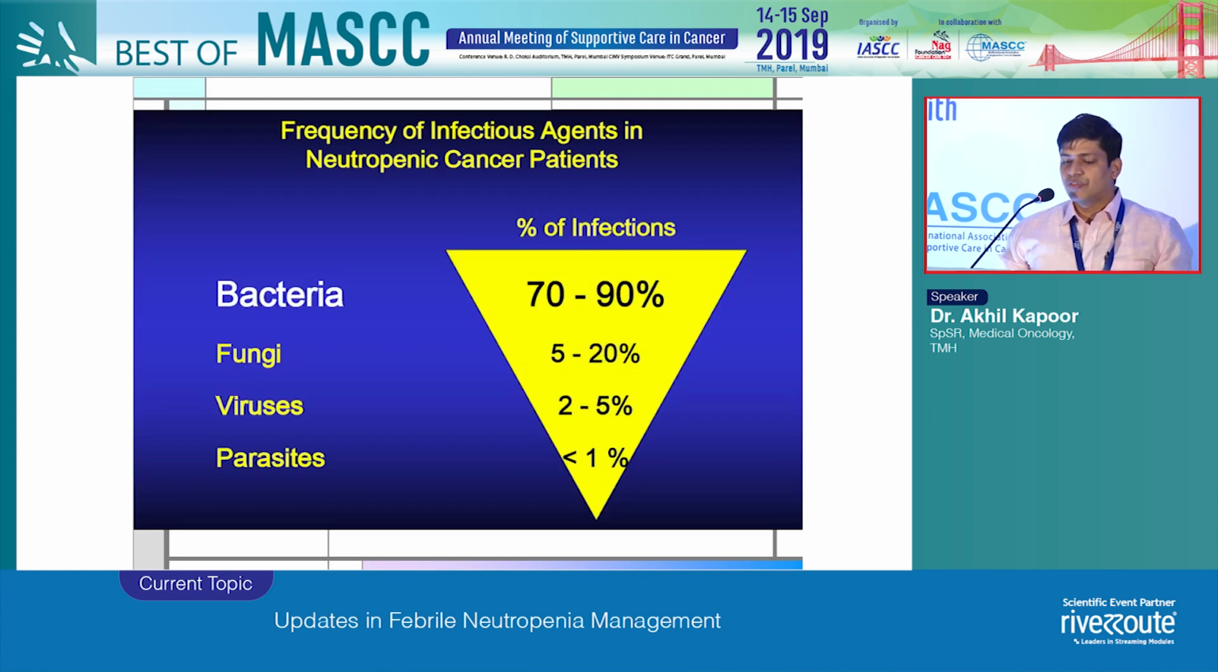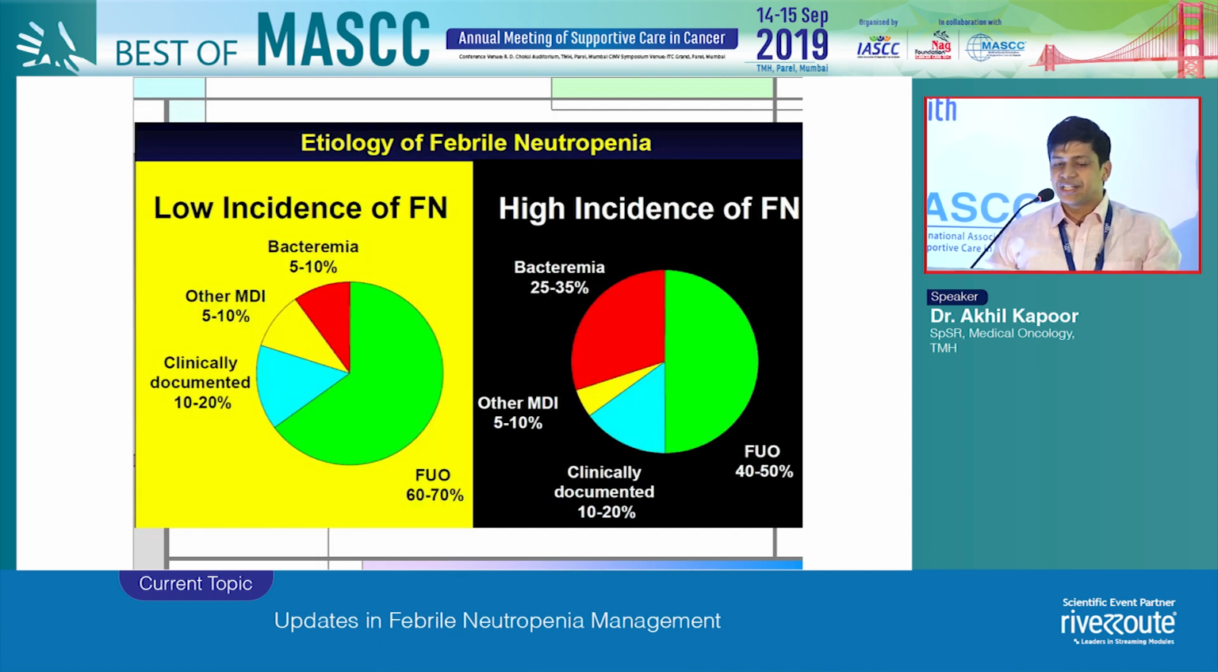Regarding the frequency of infectious agents in our patients, bacteria are identified as the cause in 70 to 90%, while fungus in 5 to 20% of cases. In patients where there is a low incidence of febrile neutropenia, bacteremia can be identified in up to 10% of the patients, while the cause is unknown in up to 70%. However, in case of high incidence, bacteremia is the identified cause in about 35% of patients, with unknown cause in up to 50% of cases.